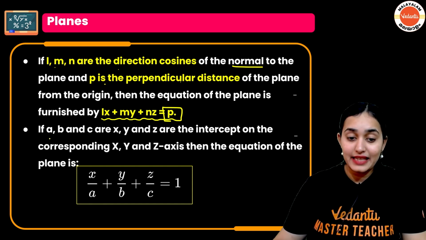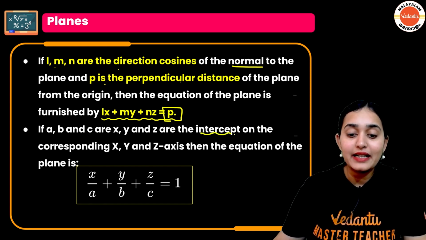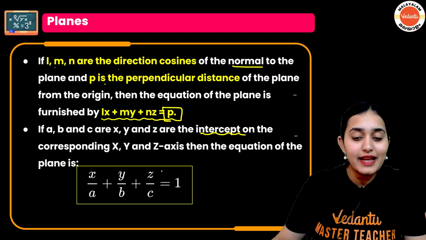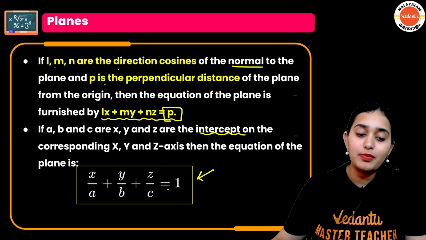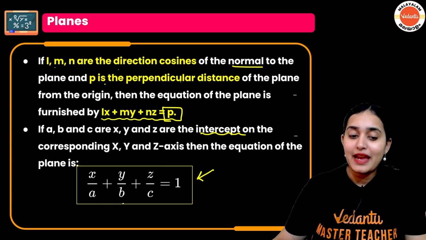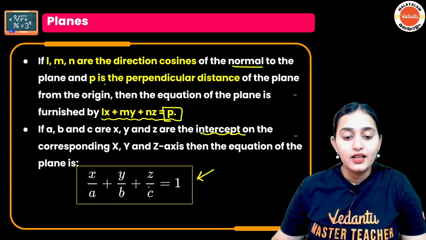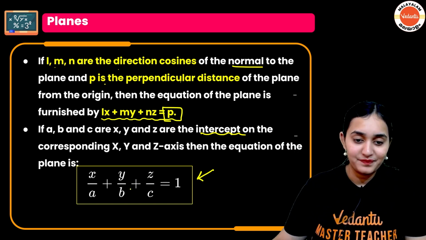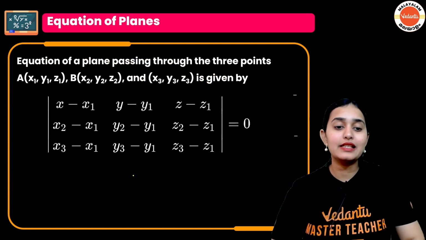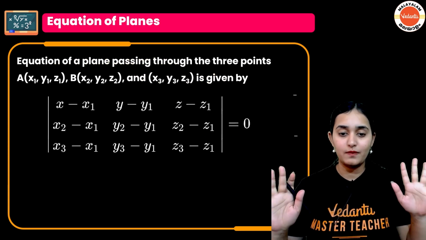If they say that the plane is making intercepts a, b, c on the X, Y, Z axes, then the equation of the plane will be x/a + y/b + z/c = 1. Till now we are only doing equations of a plane.